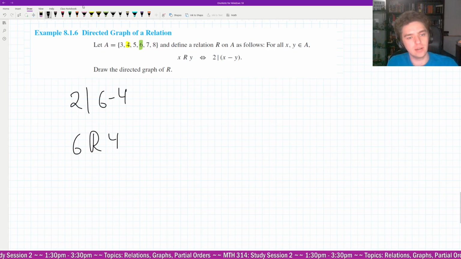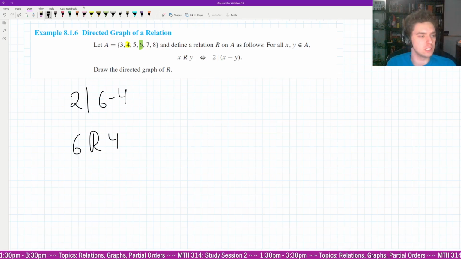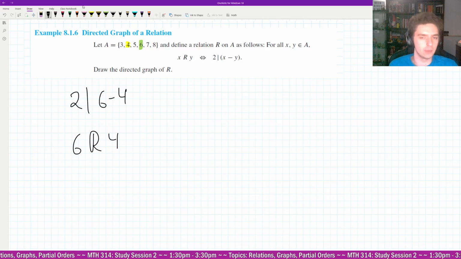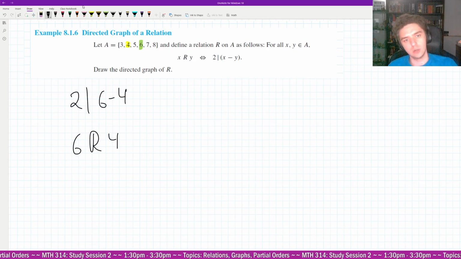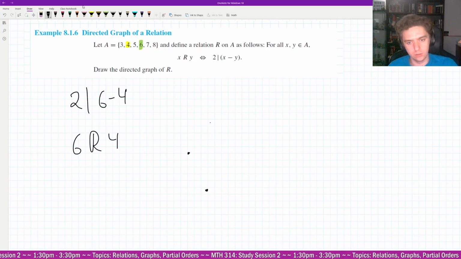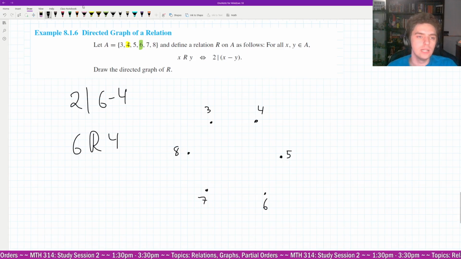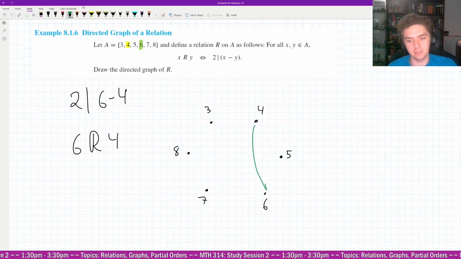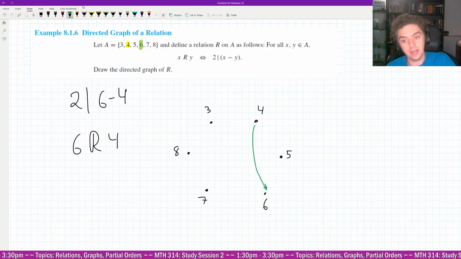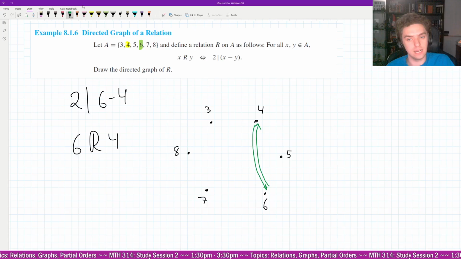So we're going to draw a directed graph: if 2 divides the difference of the two numbers, then we say they are related. So I have all my numbers here, 3, 4, 5, 6, 7, 8, six of them. Like I said, 2 divides the difference of 6 and 4. But 2 also divides the difference of 4 and 6.